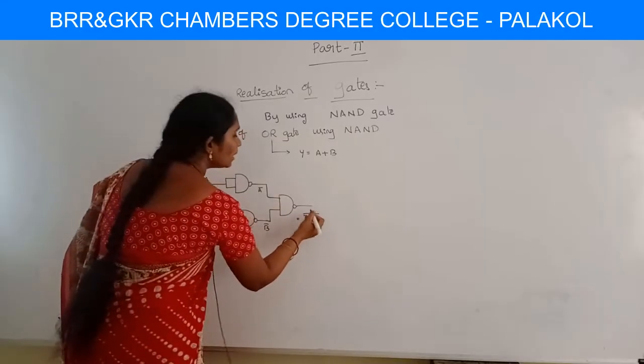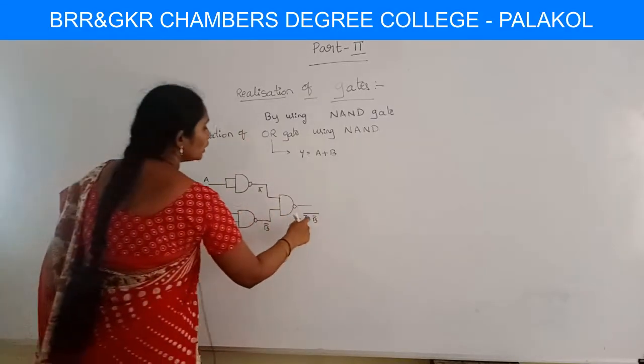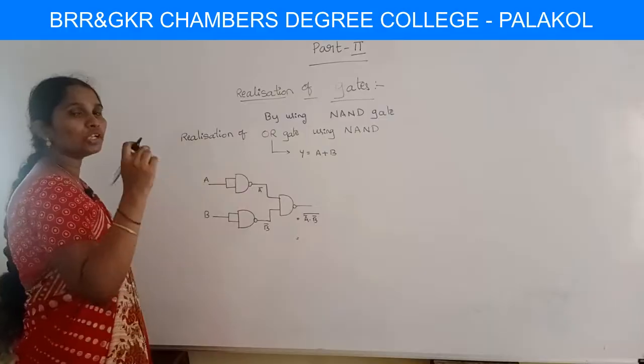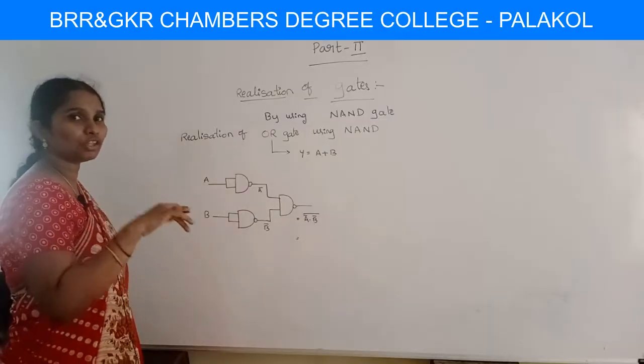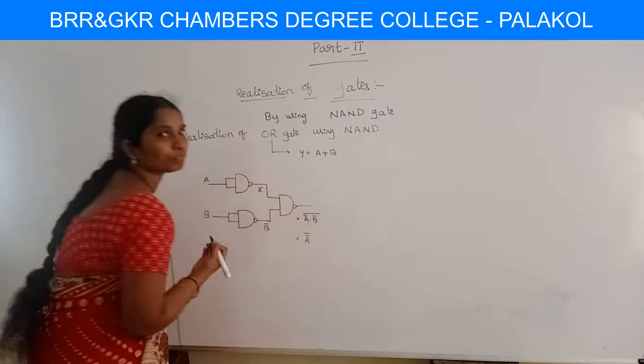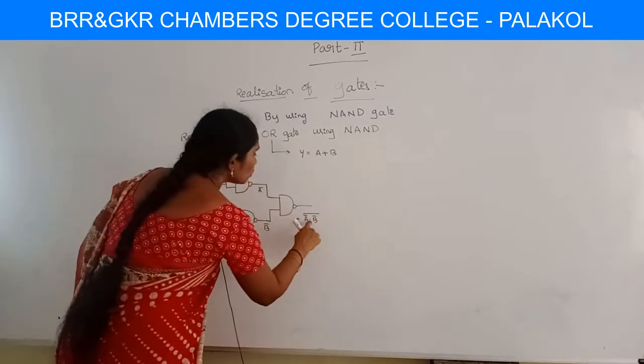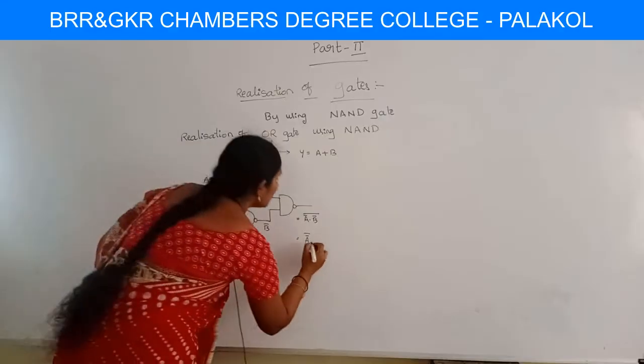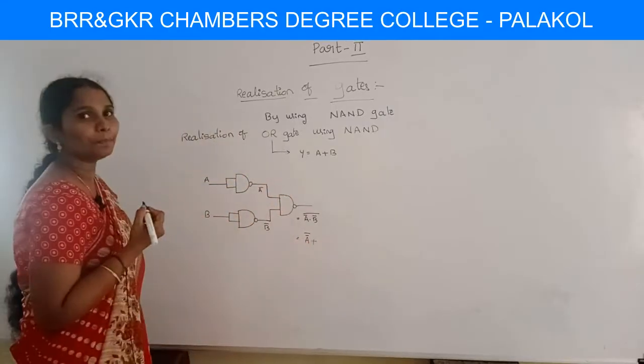So bar is nothing but a complement. In this complement it will change dot to plus and plus to dot. So therefore here A bar bar. Separately I will divide. So this dot is changed to plus. So in the middle it is a plus.